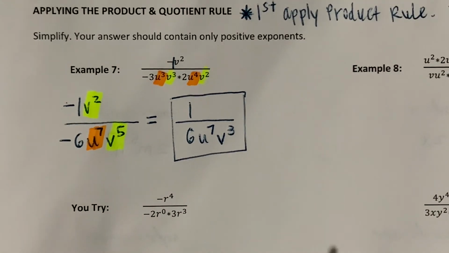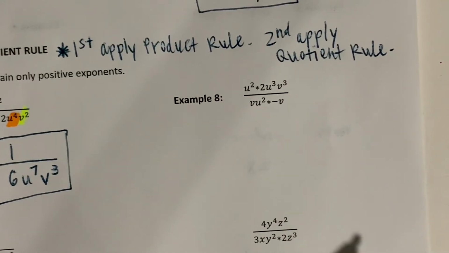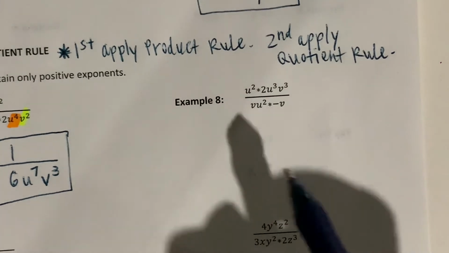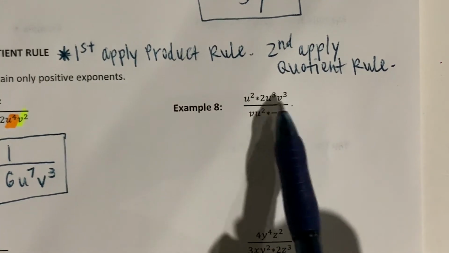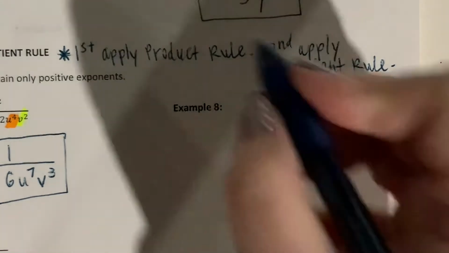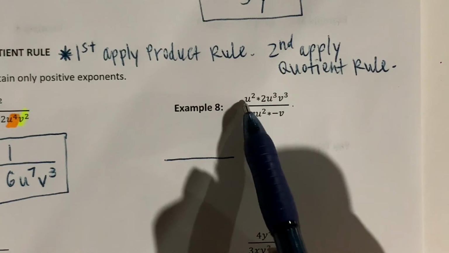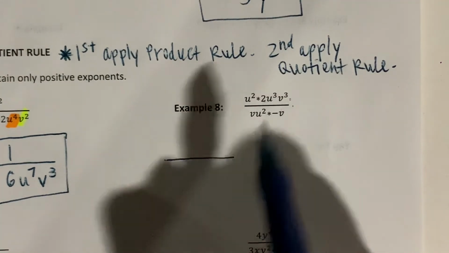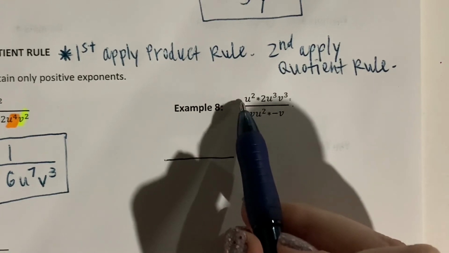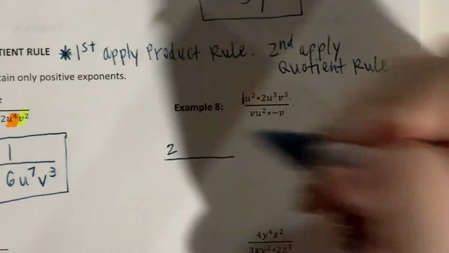Let's look at example 8. So on example 8, notice in this problem we can see the quotient rule. That's very obvious with our fraction bar, but we have product rule in the top and in the bottom. So I'm going to start off by writing my fraction bar, and let's first do the product rule just in the top. So I've got a term times a term. So I have no coefficient in my first term. That's like saying 1. So 1 times 2 is 2.